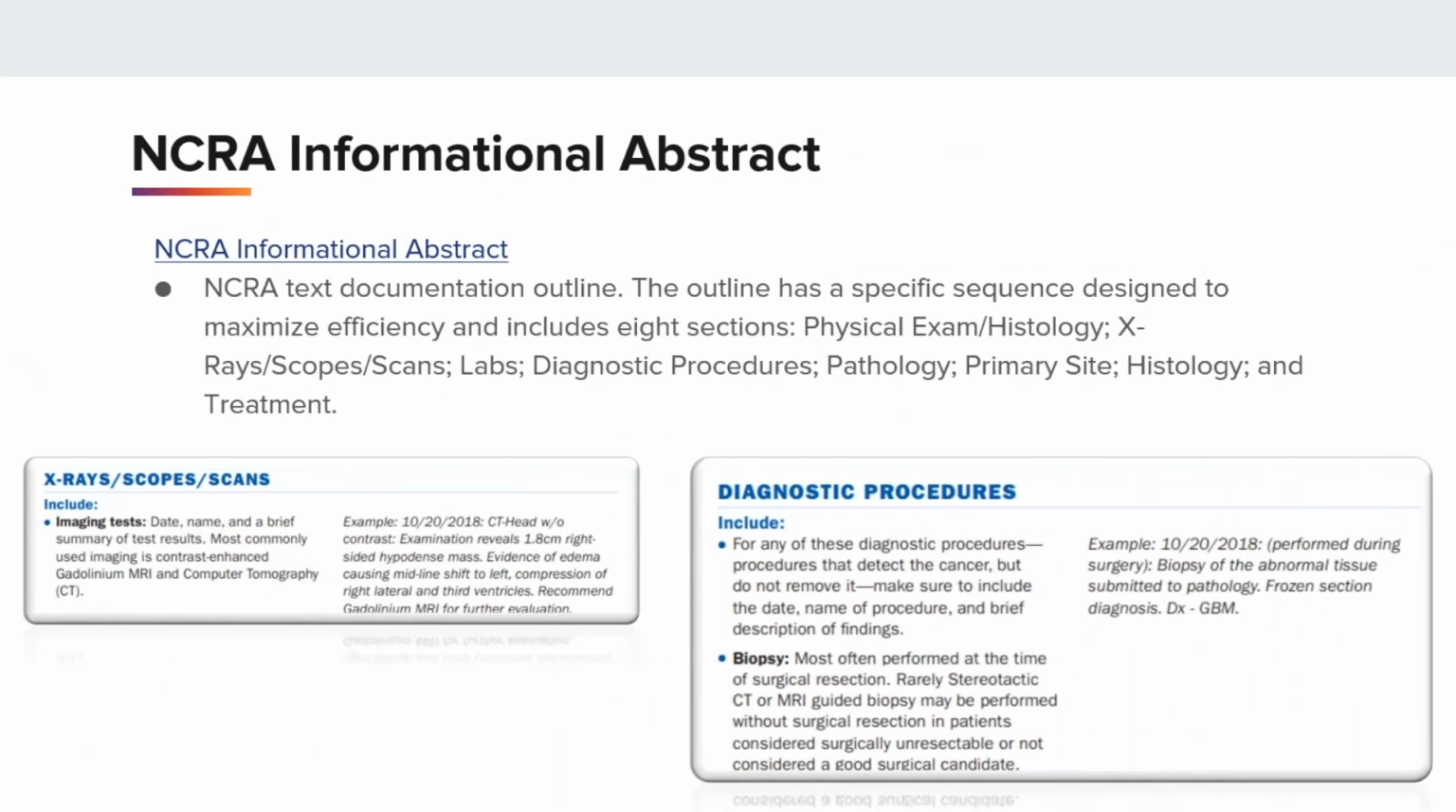Also available is the NCRA informational abstract for the malignant brain. The link is on the current slide. This is an outline created by NCRA to assist in determining what text to include. The outline has a specific sequence designated to maximize efficiency and includes 8 sections. So we have physical exam/history, x-rays and scopes and scans, and then we have labs, diagnostic procedures, pathology, primary site, histology, and treatment. It is free and it can be very helpful.